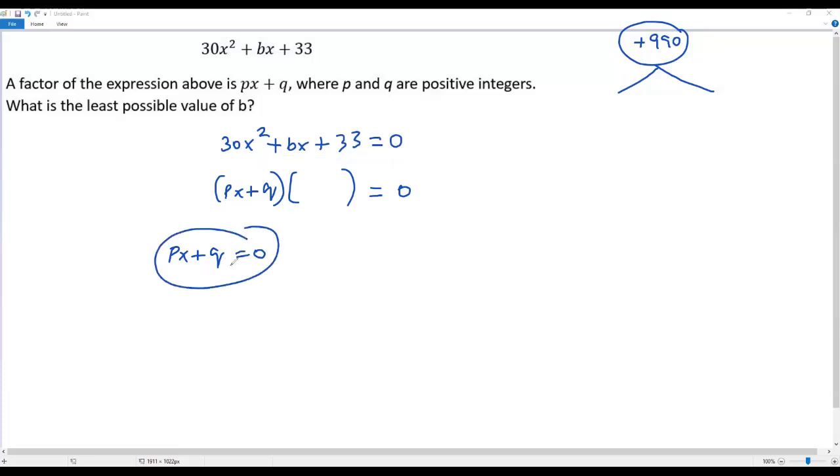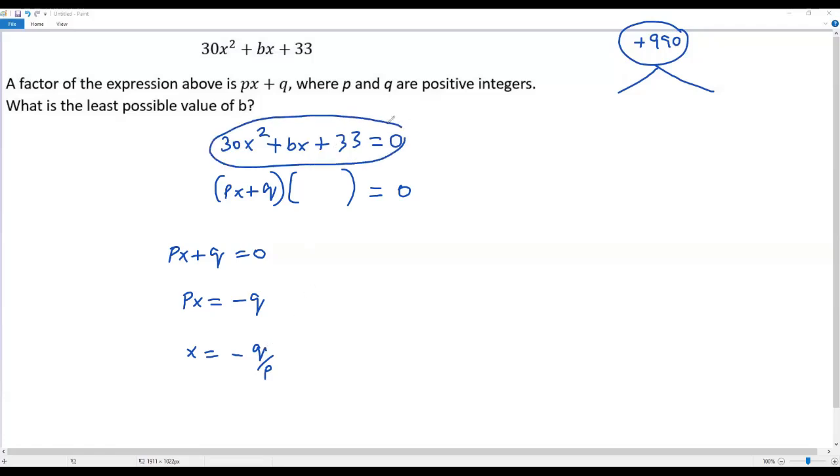Now let's solve for x in this equation. For that, I have to subtract q from both sides. When I do so, I'll be getting px equals negative q. And when I divide both sides by p, I'm getting x equals negative q over p. Now I got one of the values of x for this quadratic equation, that is negative q over p, using the linear factor px + q.